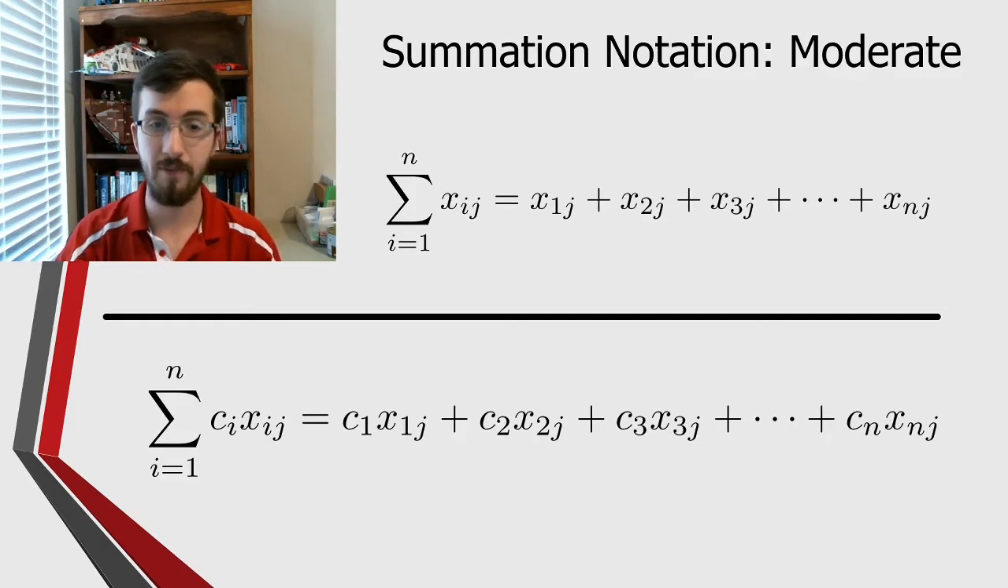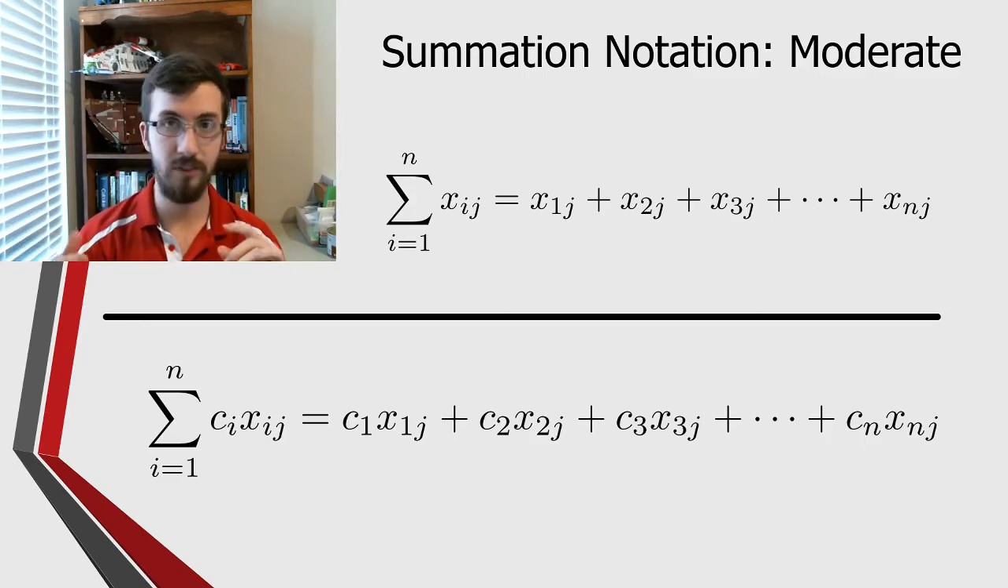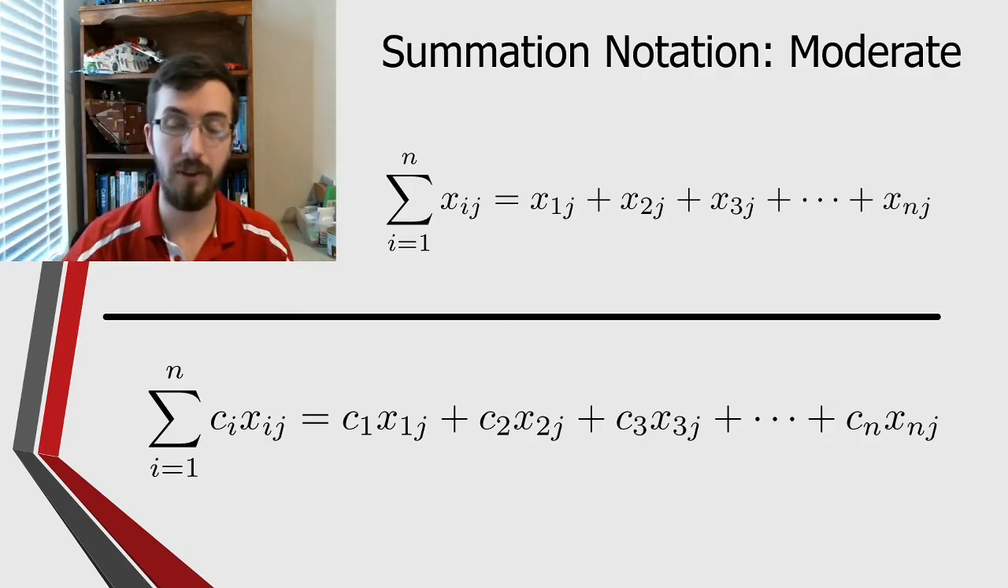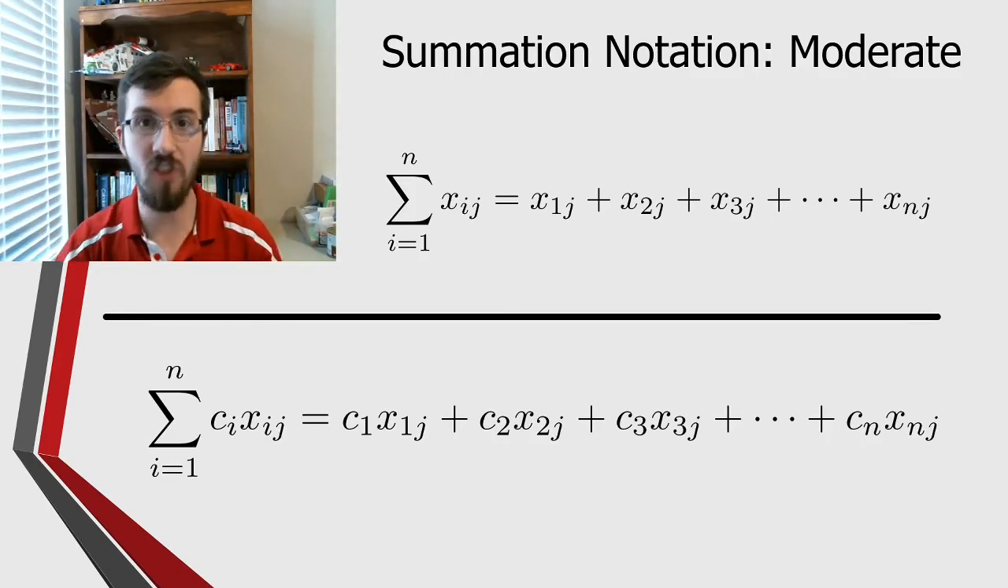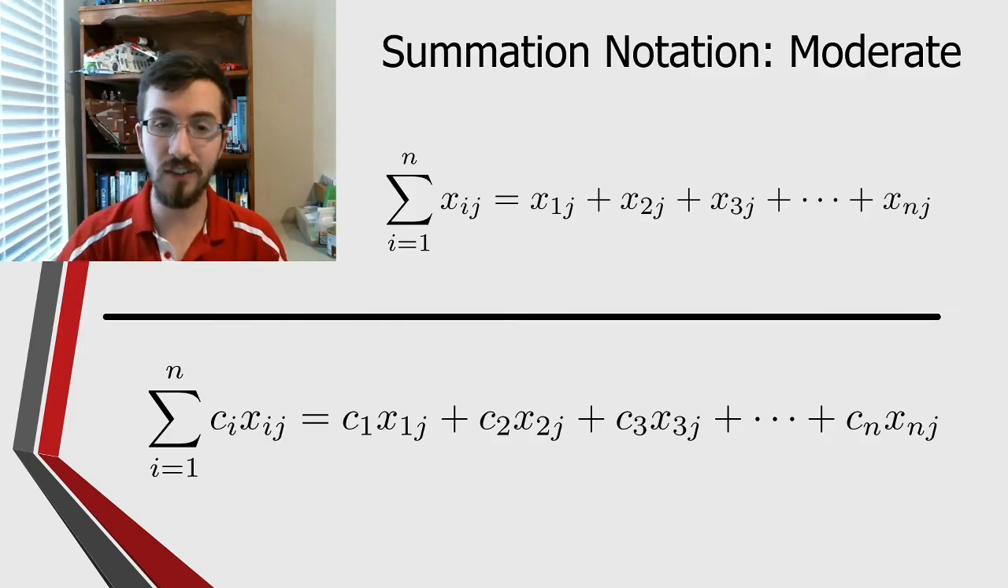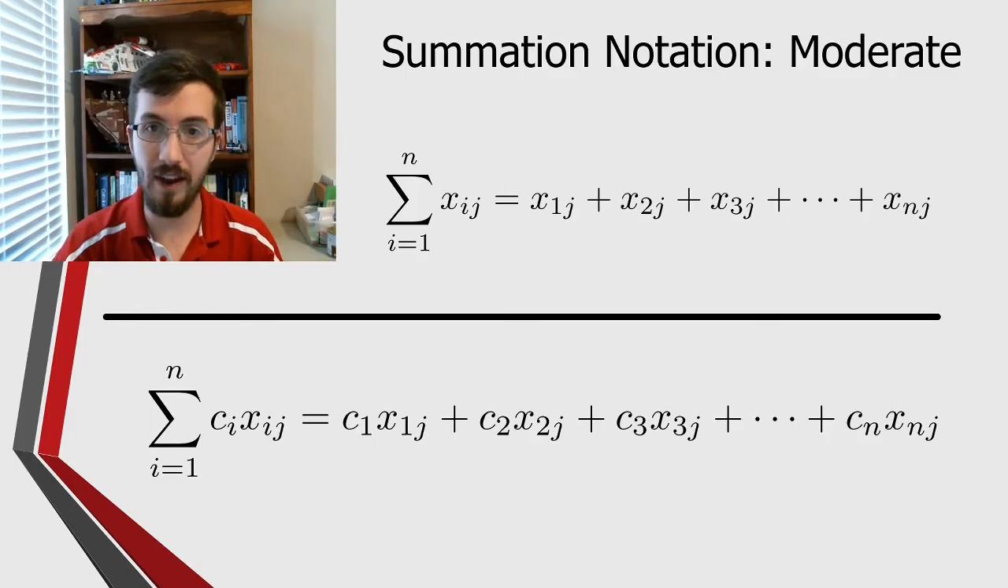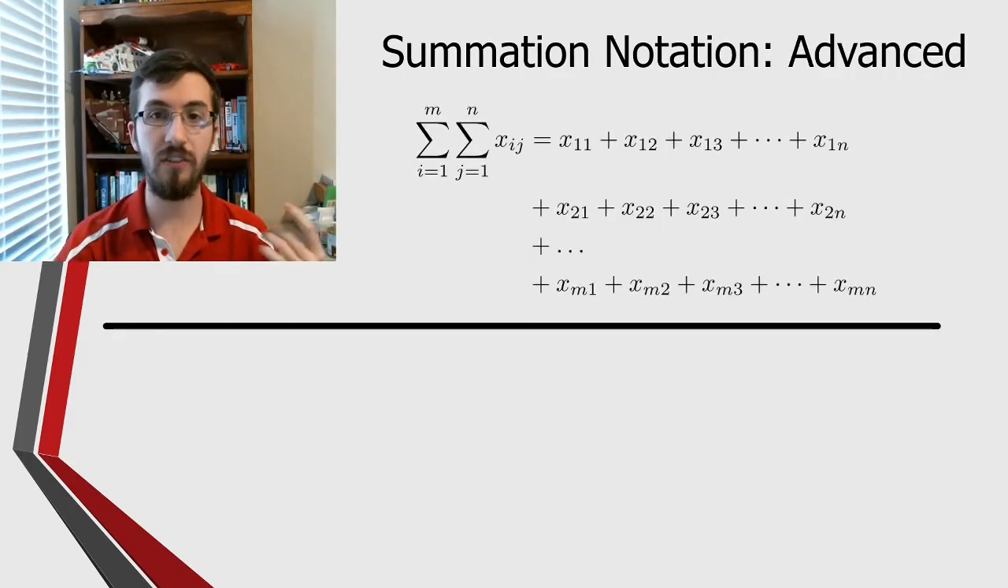Now if we make it a tiny bit harder, it's basically the same thing we just saw though, right? The sum as i goes from 1 to n of ci times xij. Well, the j just sits there again, and we do the i's, right? c1 x1j plus c2 x2j, on and on until we get to that bottom one, cn xnj. And so you start to see, even though it looks scary, it's not that bad when you start to write it out. So now let's look at some advanced ones.